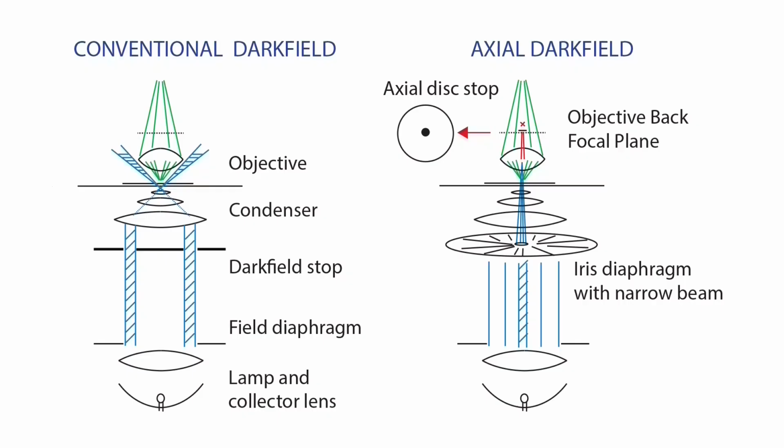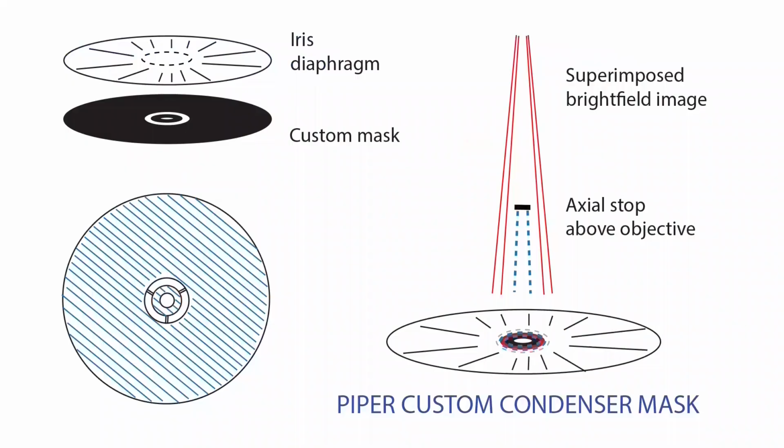This is a Fourier plane where patterns of diffracted light are formed. The axial method of George Piper uses a narrow axial beam that is blocked by a small disc stop. Bright field can be superimposed, for example, using a custom annulus mask and fine adjustment of the iris. The bright field intensity must be restricted for proper contrast.